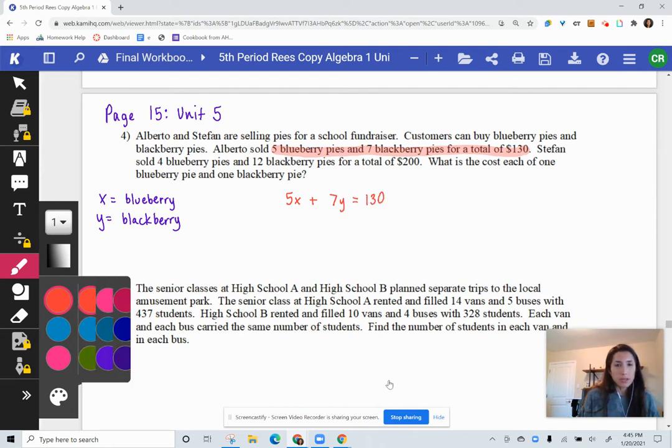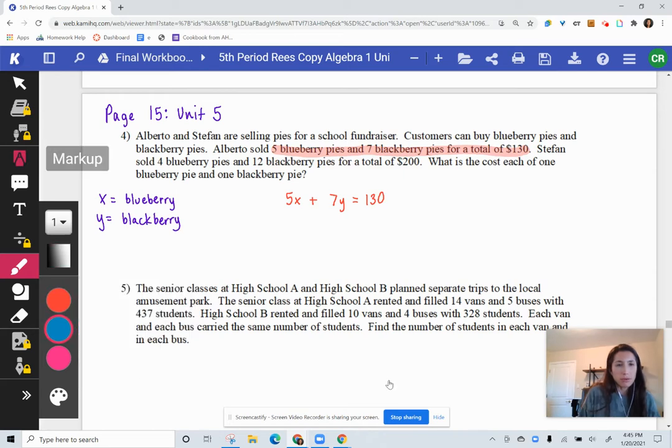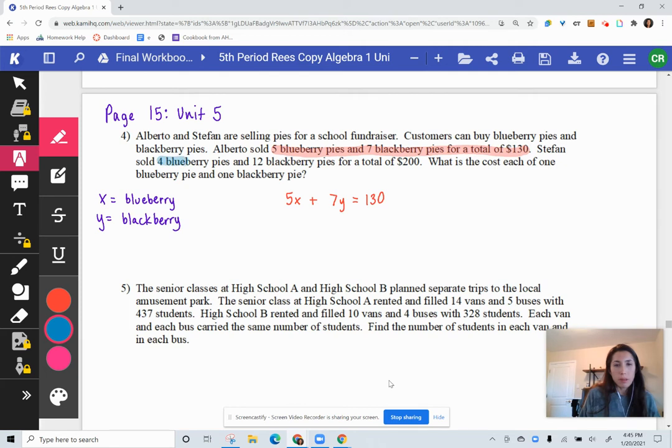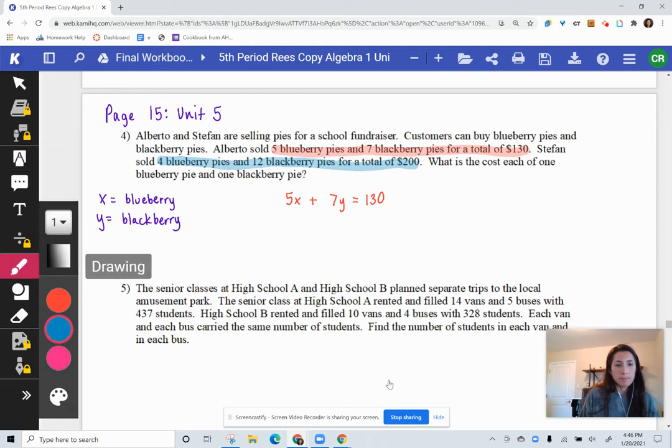And then our other equation, we highlight that in blue. We have 4 blueberry, 12 blackberry, and our total is going to be 200. Okay, so our equation for that would be 4x plus 12y is equal to 200.